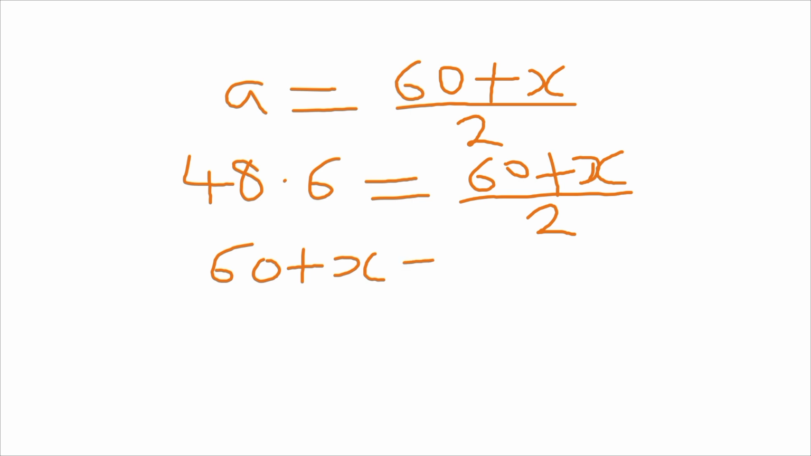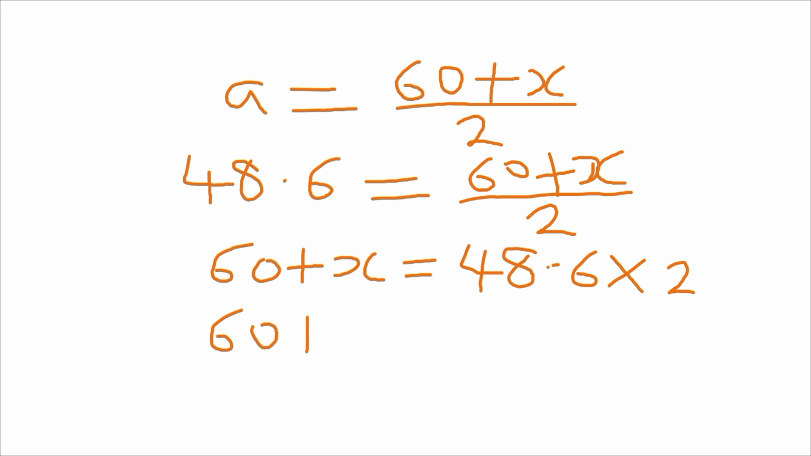Now, when we cross multiply, we're going to get 60 plus x equal to 48.6 times 2. So 60 plus x will be equal to 97.2. Now let's continue in the next slide.